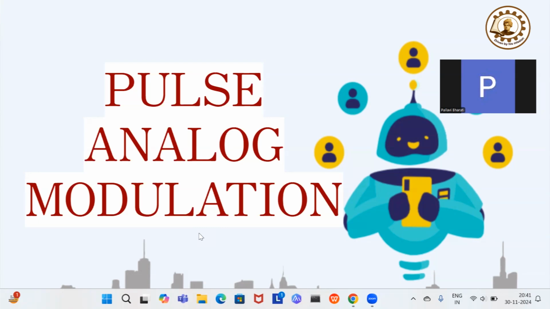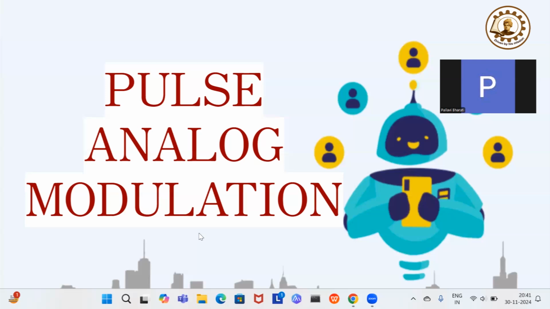It is similar to the modulation we studied in analog communication, but here the carrier signal is a train of pulses rather than a sinusoidal wave. That's the major difference. Here you are going to study three different types of pulse analog modulation: pulse amplitude modulation, pulse width modulation, and pulse position modulation. How we modulate the signals using these three techniques and how we demodulate are the major things that we are going to study in today's class.